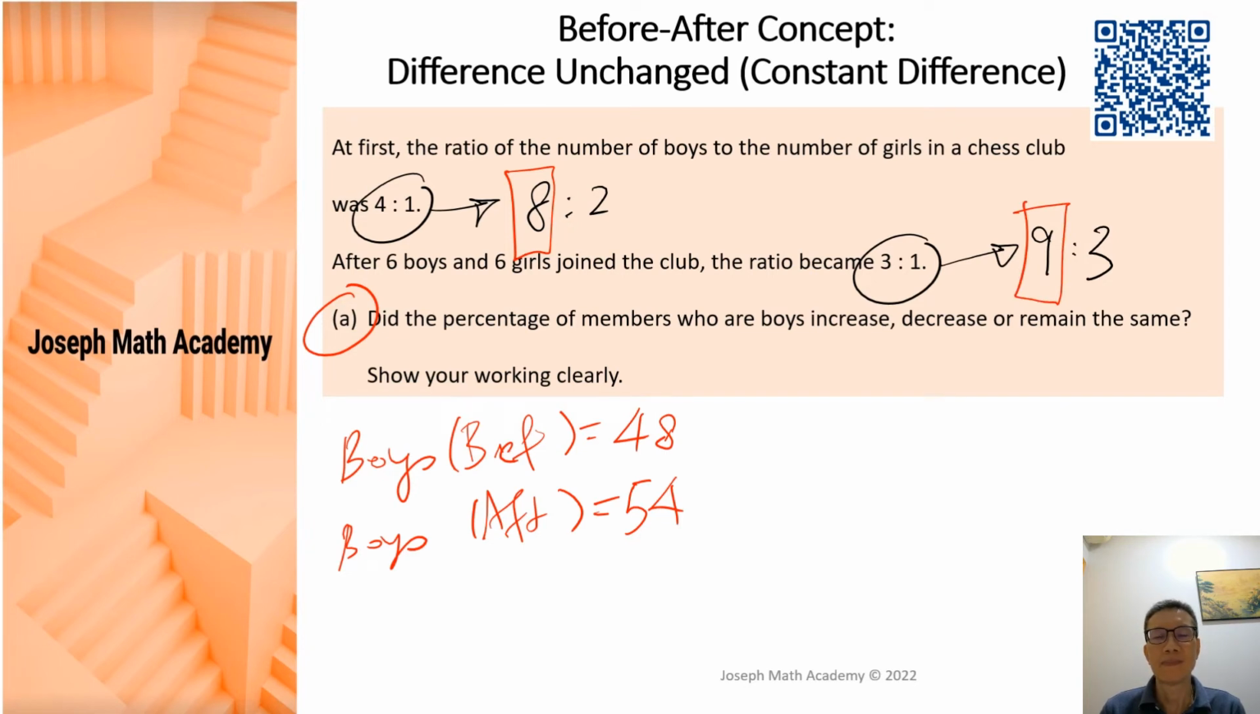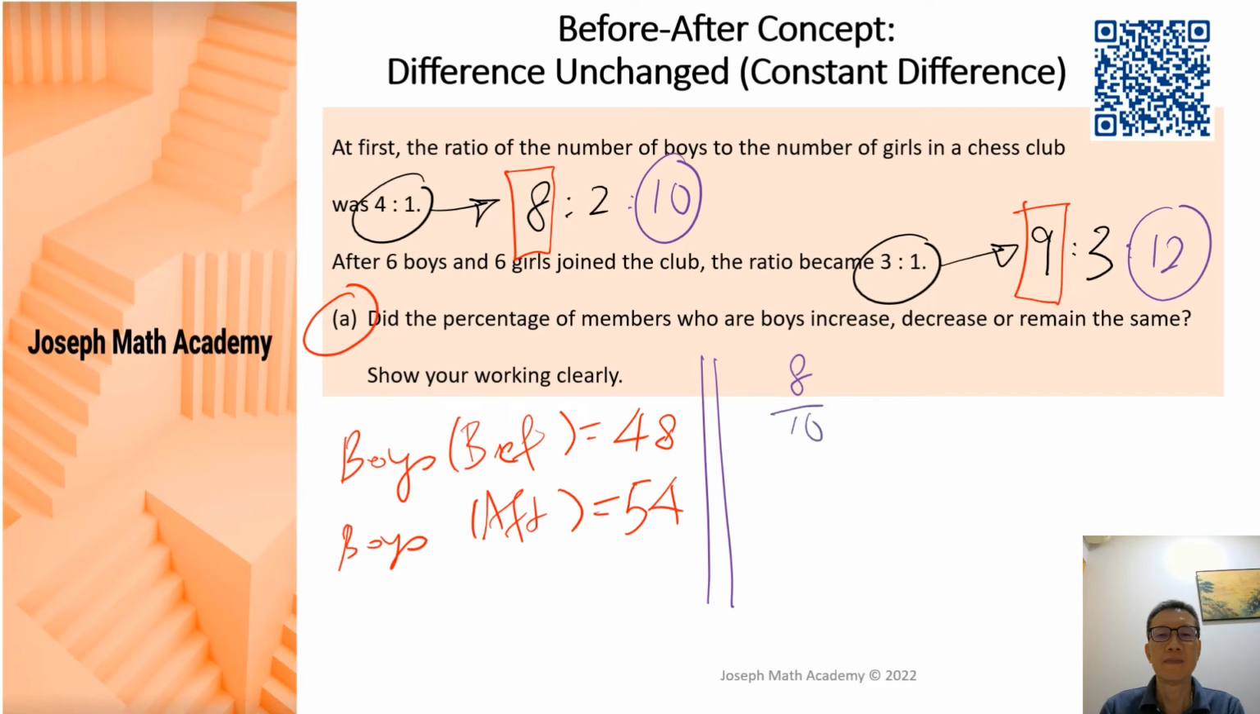Alright, now to find out whether the percentage is an increase or decrease, we need to have another piece of information. We need to have the total. So the total is 10 here, the total is 12 here. Now to do part A, I'm going to do it here. To do part A, we already know that the percentage of boys before should be 8 out of 10 times 100%.